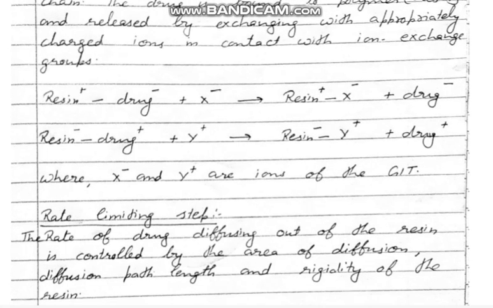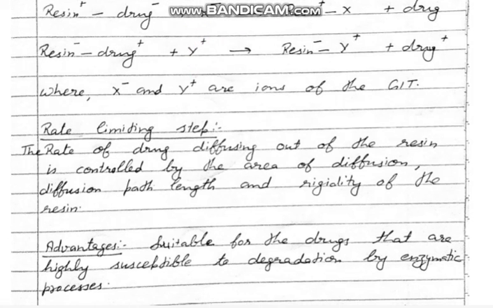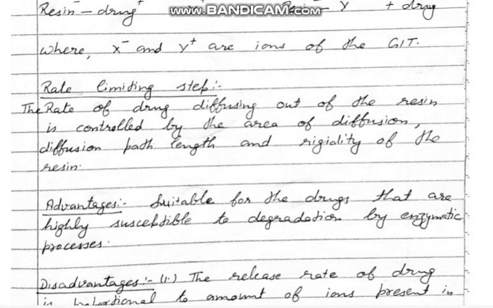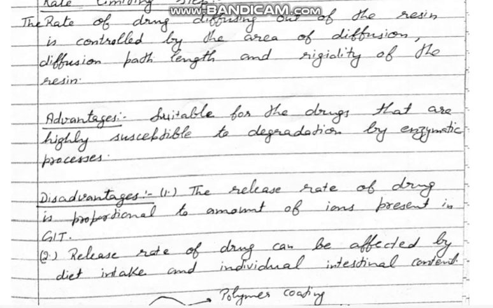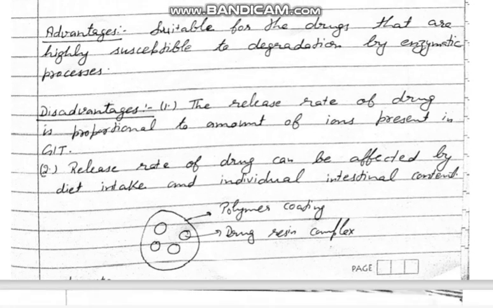Here, both these X negative and Y positive are the ions that are already present inside the GIT. Then what is the rate limiting step here? The rate of the drug diffusing out of the resin is controlled by the area of diffusion, diffusion path length, and the rigidity of the resin. What are the advantages of this method? It is suitable for the drugs that are highly susceptible to degradation by enzymatic process.